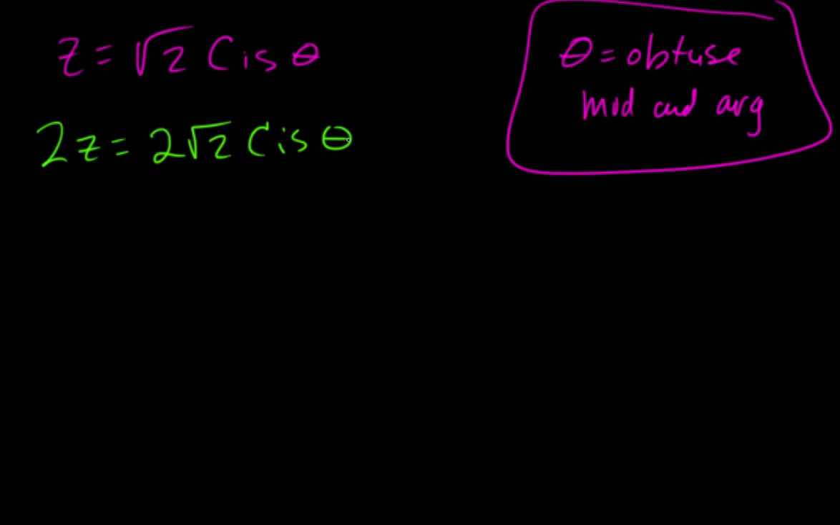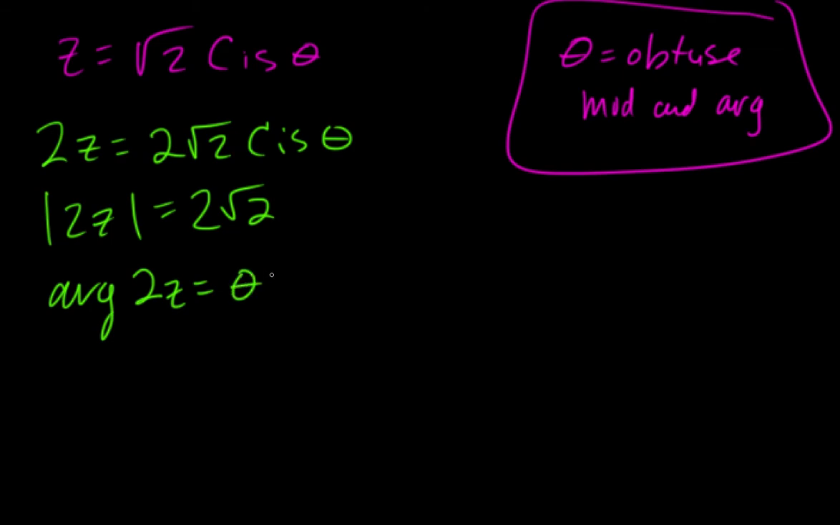And so if we find the modulus, it's just going to be the piece out in front. And the argument is going to be unchanged from the original. So the argument of 2z is just theta.